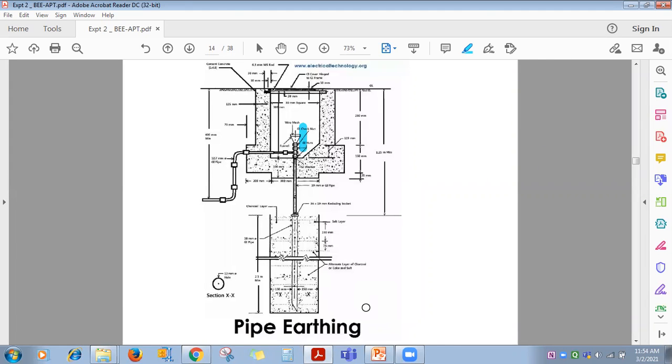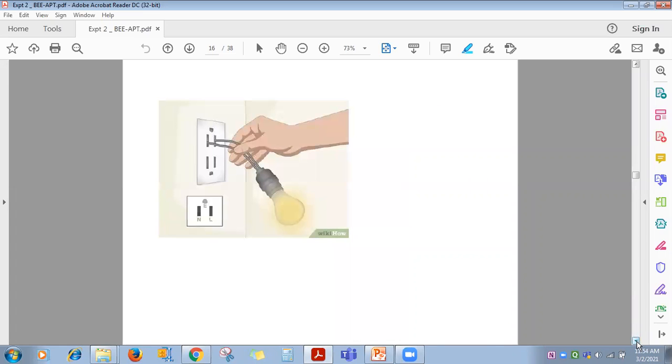Earthing resistance must be less. If any leakage current gets produced, then through this socket earthing terminal, through the earthing wire, it will flow to the ground. So the person operating it will be safe. So this is about the earthing. How can you check? See, this is the socket earthing terminal.